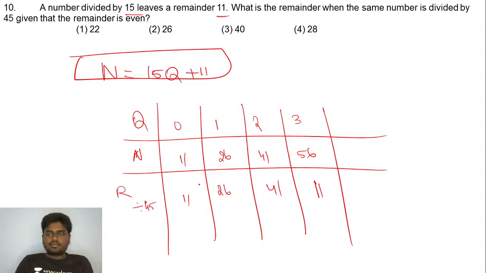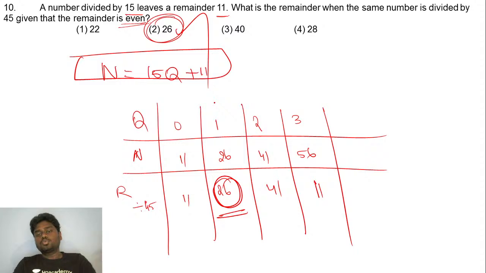So here they're asking you what is the remainder when the same number is divided by 45, given that the remainder is even. So the only even remainder which you have got here is going to be 26. So the answer for this question is absolutely option 2. 26 is actually the right answer for the given question.